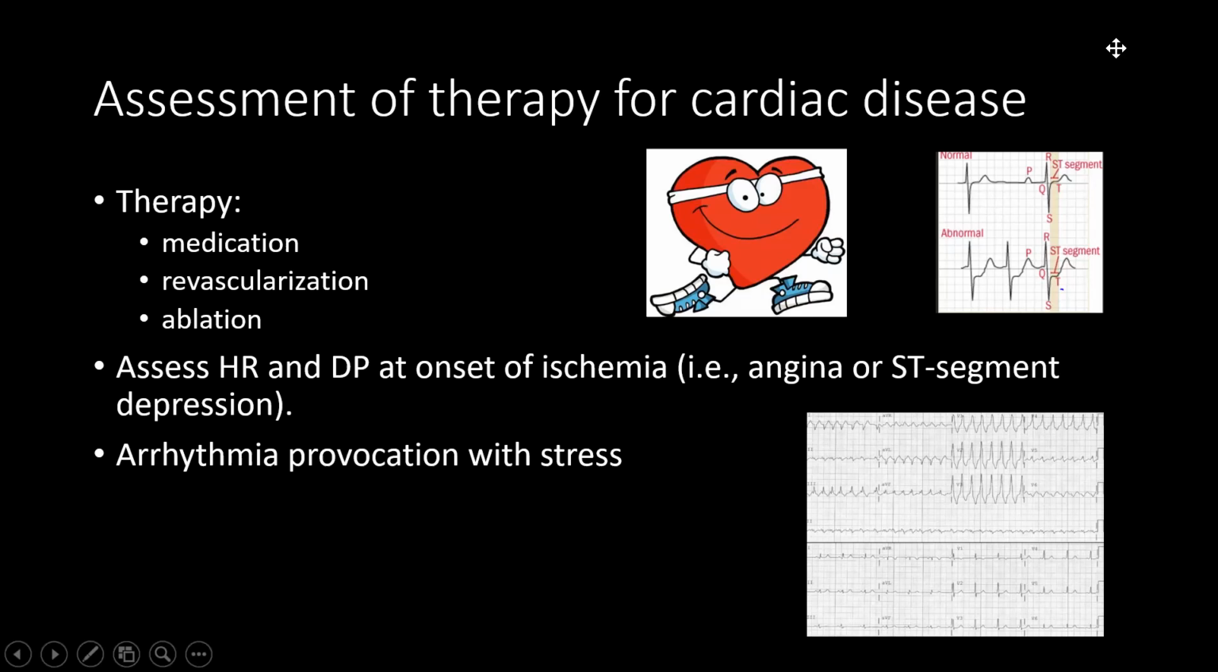For assessment of therapy for cardiac diseases, we do it for evaluation of the influence of medication that has been given to the patient to make sure it is effective and it has been optimized. Sometimes it is done prior to revascularization to find out the amount of myocardium that is at risk, and sometimes it is done for arrhythmia evaluation, either pre or post ablation therapy.